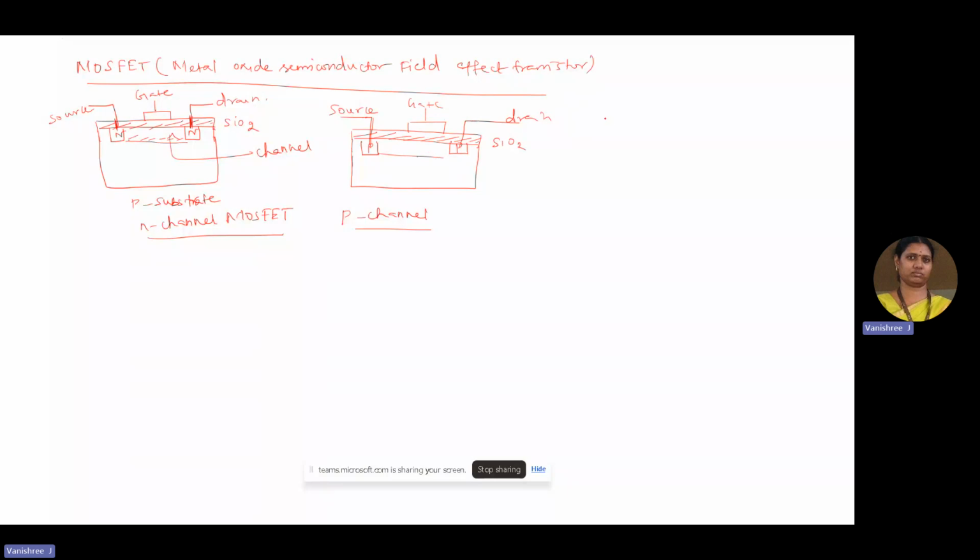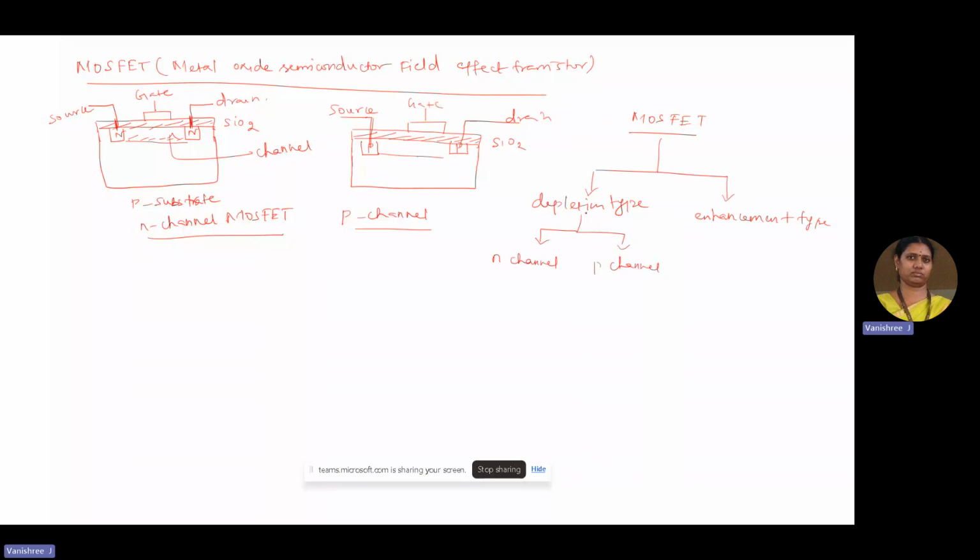So coming to the classification. MOSFET can be broadly classified into two types. One is depletion type MOSFET, and the other one is enhancement type. Again, this depletion type MOSFET can be classified into N-channel MOSFET and P-channel MOSFET.